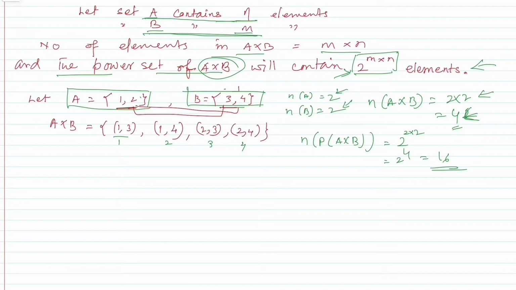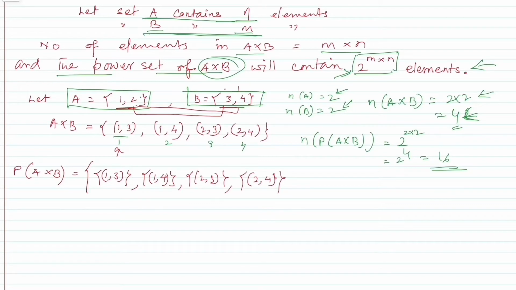So let's find the power set of A cross B now. You know how to find a power set, I hope so. First we have to take sets of single elements from A cross B. 1 comma 3, here one ordered pair is one element, so it is a set containing one ordered pair. Here 1 comma 4 is another set containing the second ordered pair, then the third ordered pair in this set, and the set containing the fourth ordered pair. So first we have to take single ordered pairs in a set.